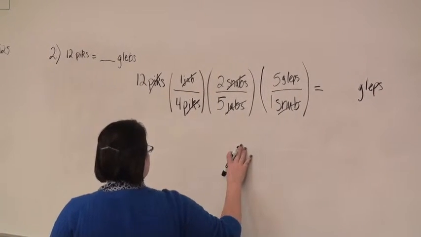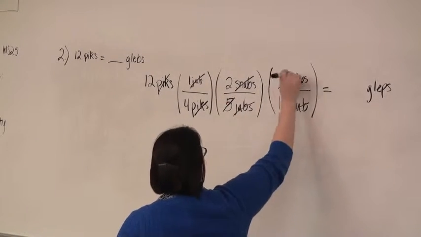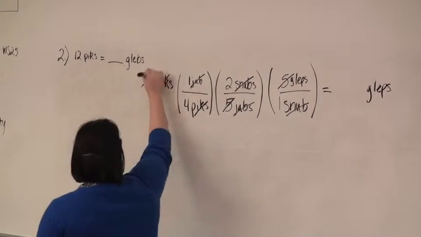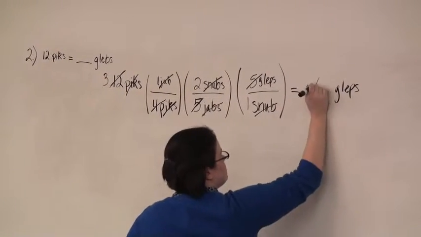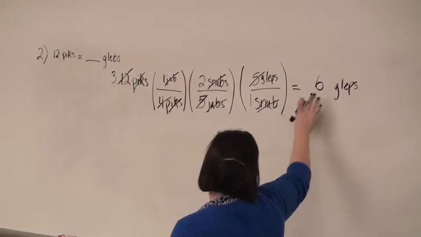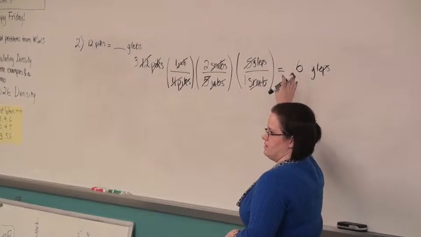Okay, so luckily for us, we can do this math in our heads. 5s cancel out, 12 and 4 reduces to 3, so I have 3 times 2, 6 glebs. And this is exactly 6, not 6.0 or 6.00. But exactly 6.